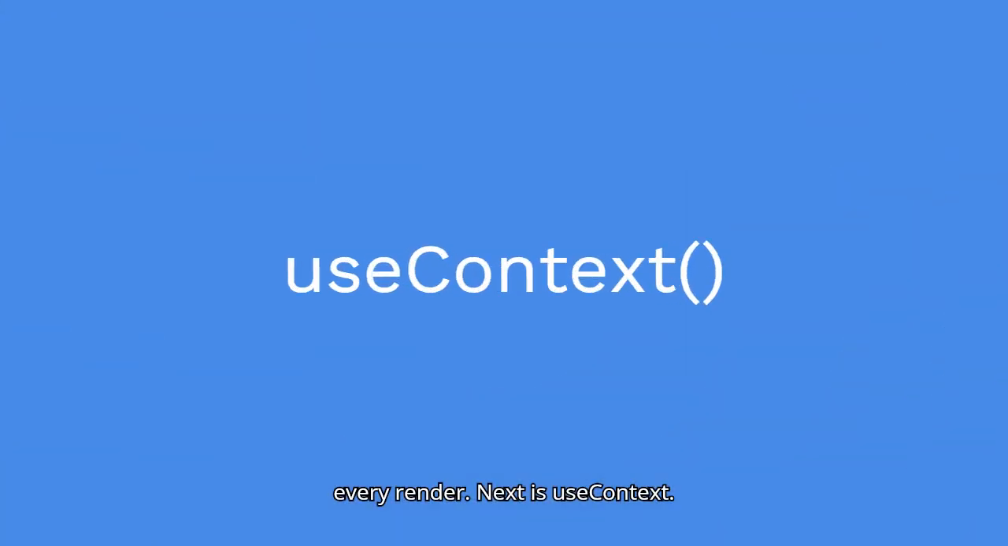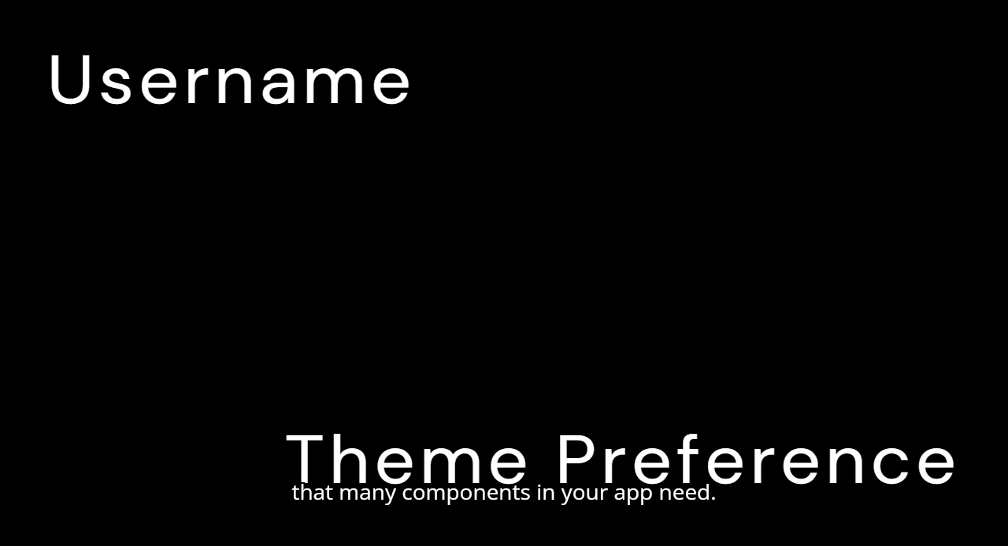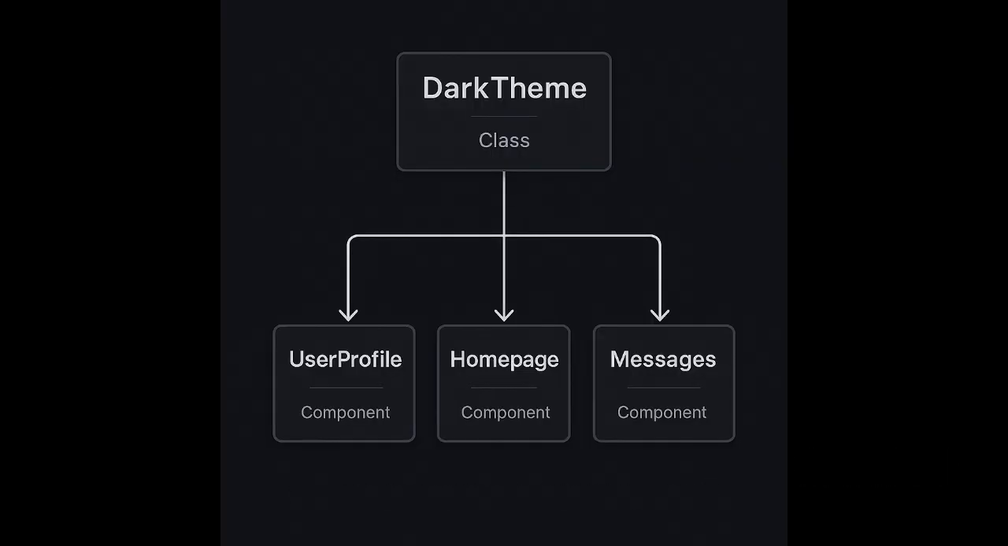Next is useContext. Imagine you have a piece of information like a user's name or a theme preference that many components in your app need. Instead of passing it down as a prop from component to component, you can put it in a global container called a context. Any component that needs it can then directly ask the context for that information.